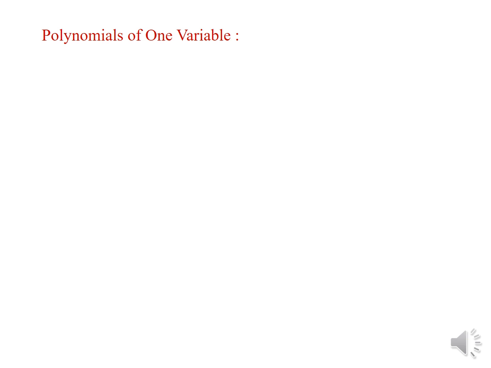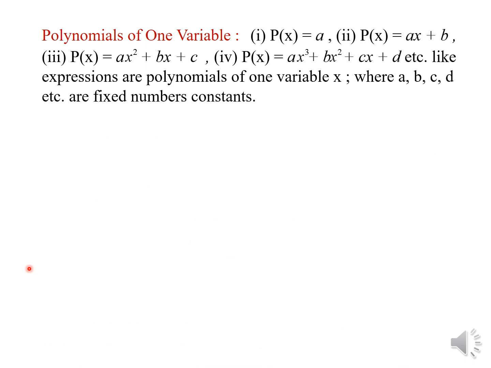Now we want to know about the polynomial of one, two, or three variables. At first, the polynomial of one variable. Here you can see four examples of polynomials of one variable. First one is a, and this is a polynomial of one variable x, so it is denoted by p of x, p for polynomial. Here the power of x is 0, so it is x free. The second is also a polynomial of one variable x, so it is also denoted by p of x, and here x is the variable and a and b are constants.